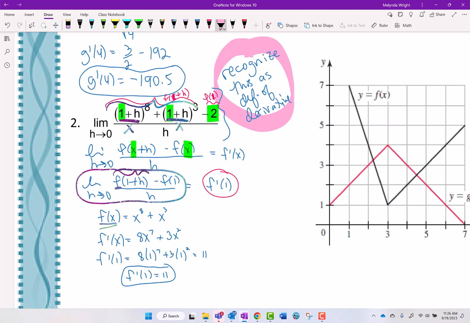And we will see this kind of problem over and over again. So although we're not using the definition of the derivative to actually find derivatives anymore, we're still going to use it all the time. All right, are we okay? Okay.